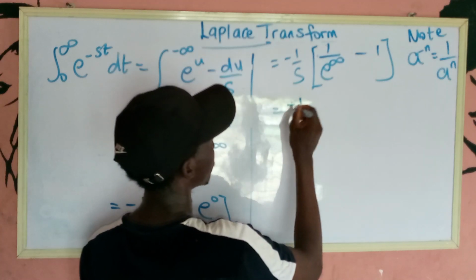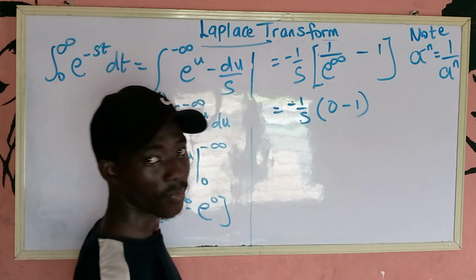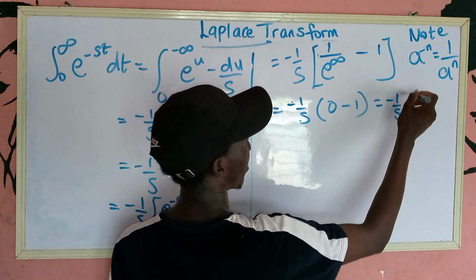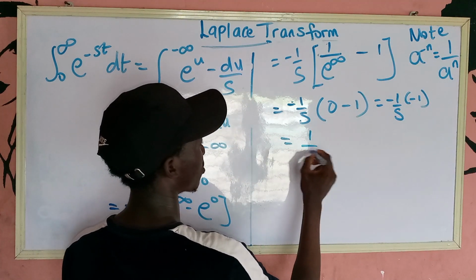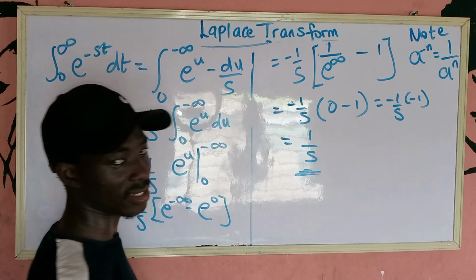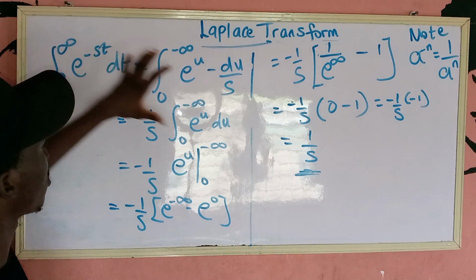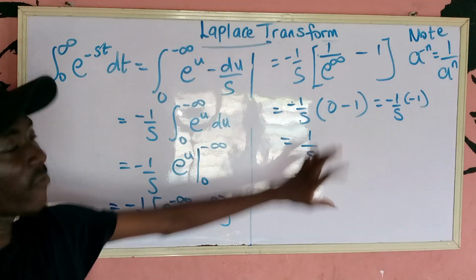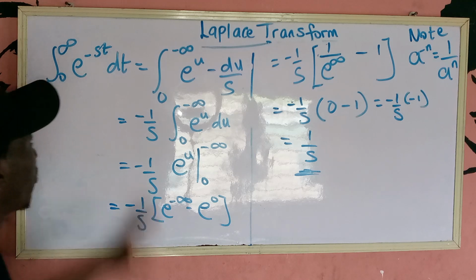So here you have minus 1 over s times 0 minus 1, which goes to minus 1 over s times minus 1. The two minus signs become plus, so you have 1 over s. That is the integral of this, which gives us 1 over s.